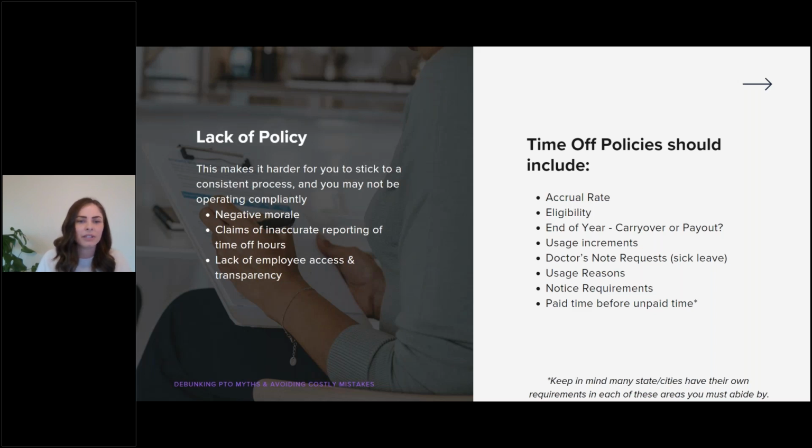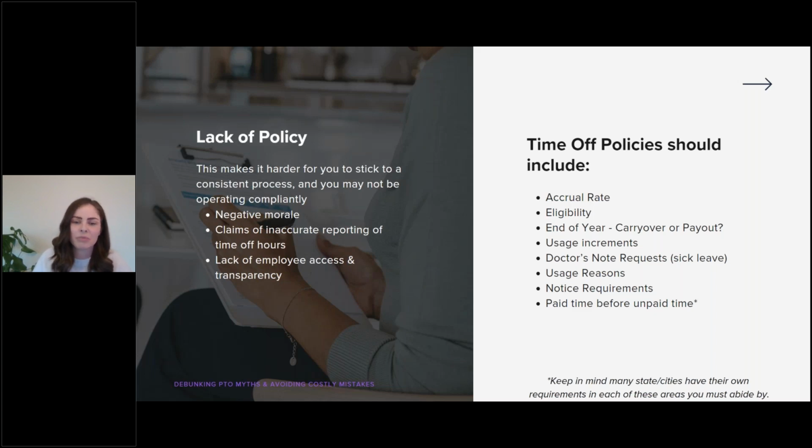So it's really crucial to have a policy in place, both for yourself, so you can always look back and see exactly how you need to handle the situation, but also so that your team knows what the policy is. Any time off policy should include all of these things. The first one is the accrual rate. Are they accruing per hour? How many hours are they accruing? Are they getting it per year in a lump sum? You want to make sure that's clearly outlined.